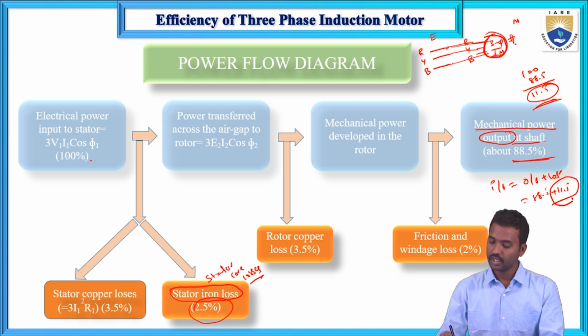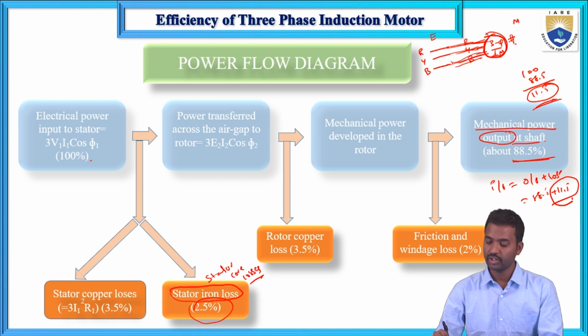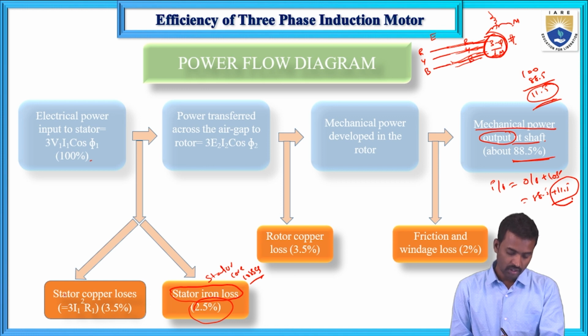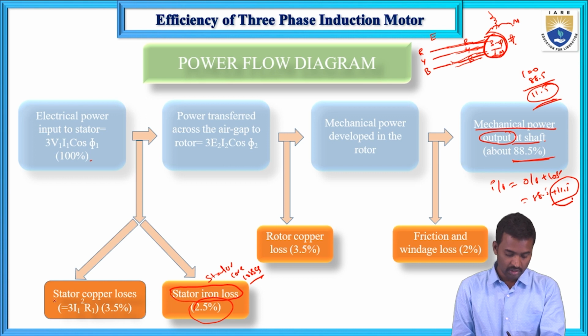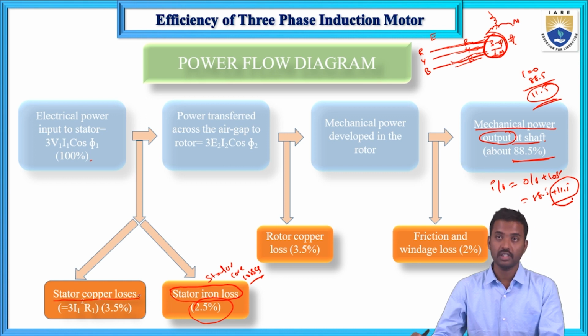Now this stator core carries a three-phase winding. That winding is a star connection winding. When you give the balanced three-phase supply to the three-phase stator winding, current flows in this winding. That current and the winding resistance produce losses. That winding is made of copper, so those losses are stator copper losses.